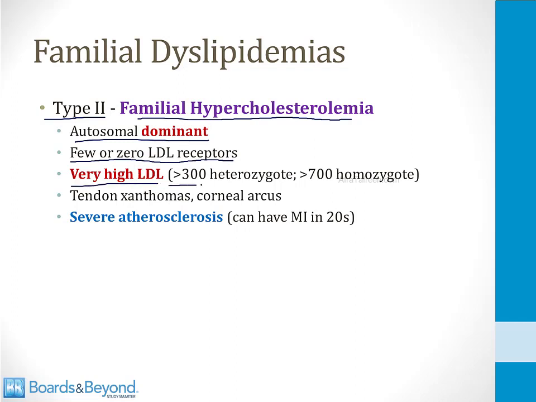It can be over 300 if they are heterozygous for the gene mutation for this condition. It can be over 700, which is very, very high if they are homozygous. The main problem that's going to happen when the LDL is this high is severe atherosclerosis, and people with this dyslipidemia can have heart attacks in their 20s, which is very, very young. They also sometimes develop tendon xanthomas and also corneal arcus on fundoscopic exam.